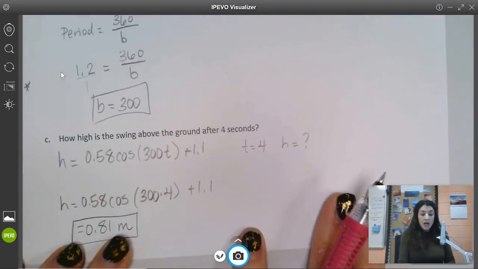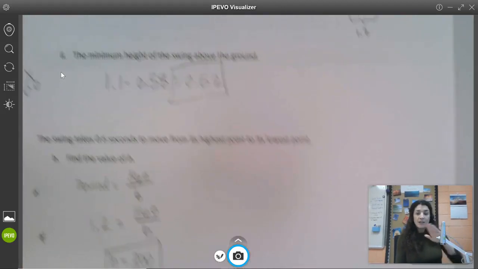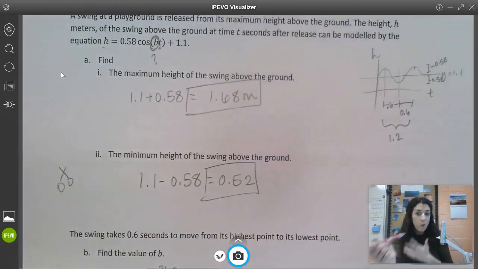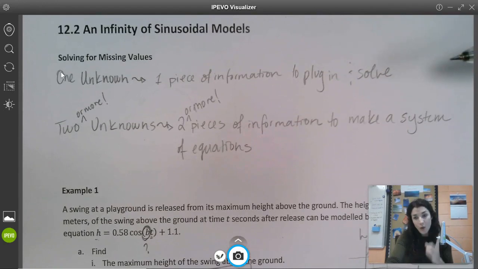Okay. So this is kind of our first entry level into making a model, right? It's mostly been made for us. We just have one variable that's missing. When we have one unknown, all you need is one piece of information in order to solve for that unknown.